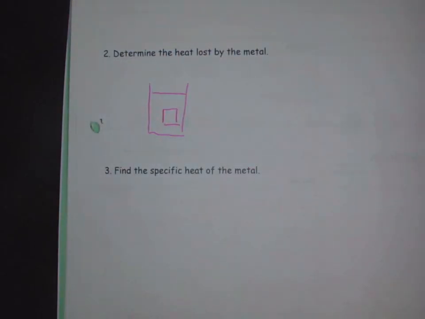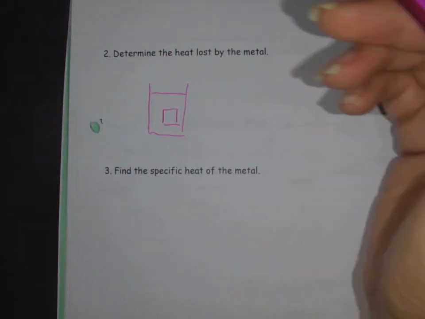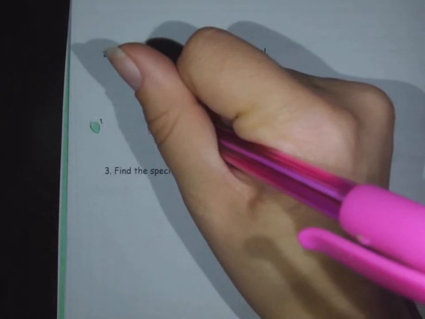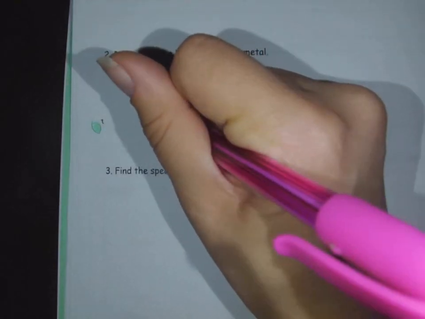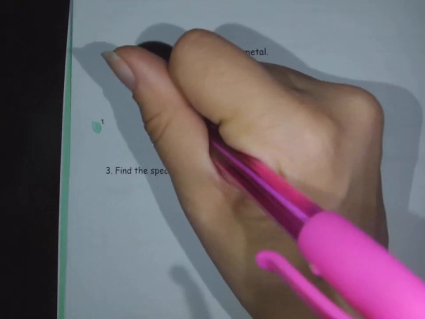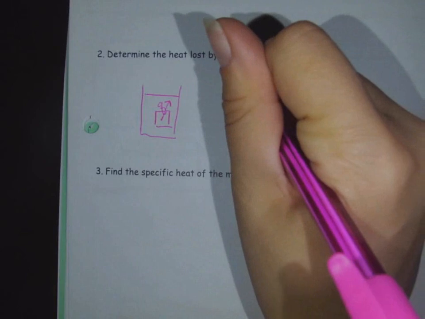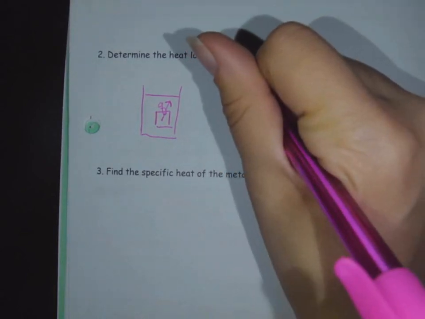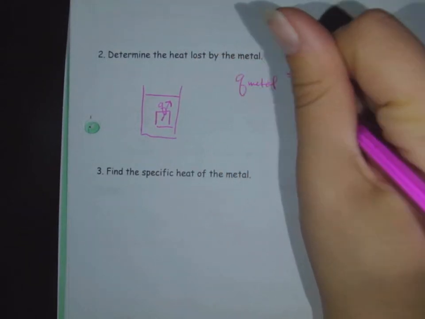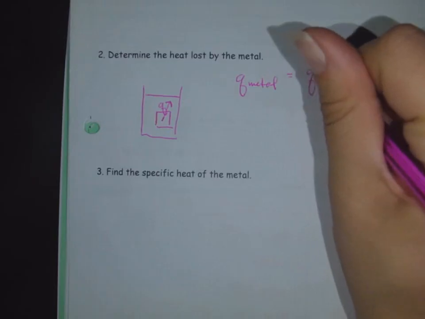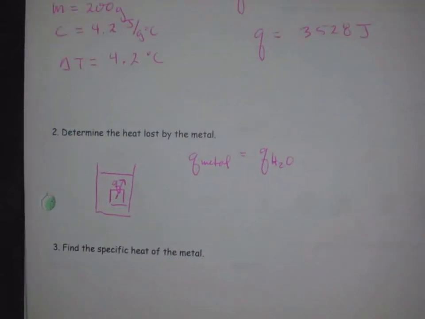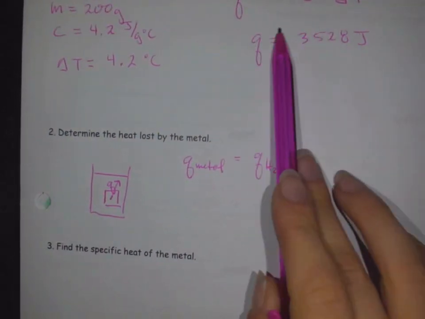And that metal cube was way hotter than the water that was in the cup. And so there was heat that was lost by the metal and gained by the water. But what's really cool is the magnitude of that heat that was lost by the metal is equal to the heat that was gained by the water. And we know how much heat was gained by the water.